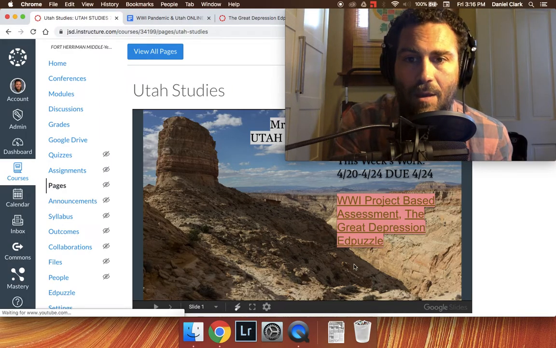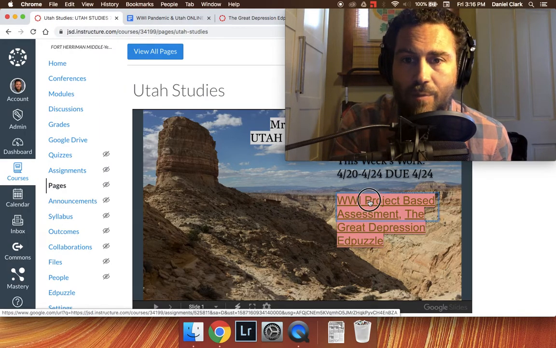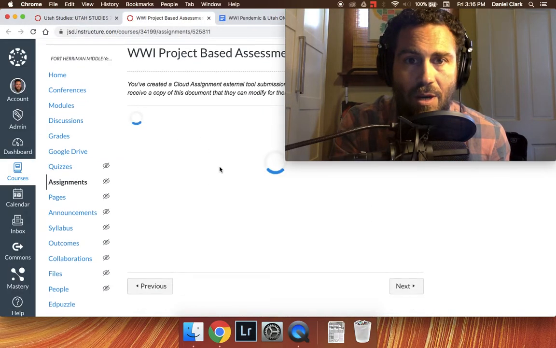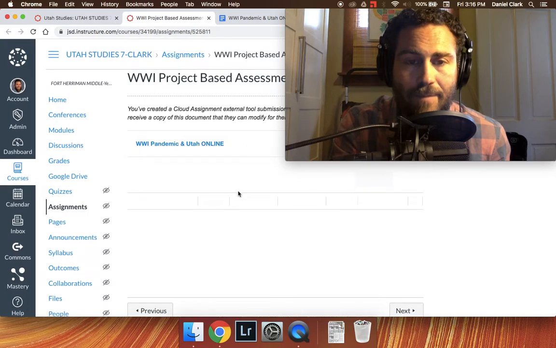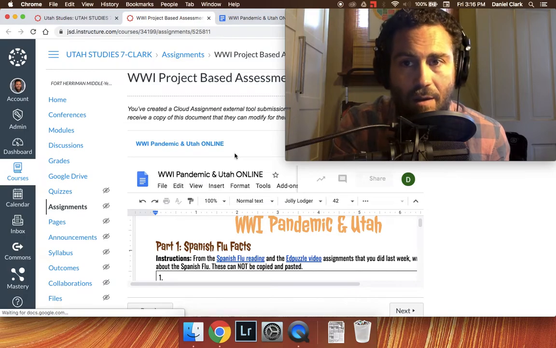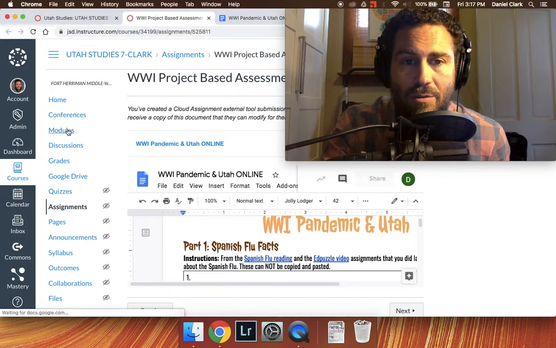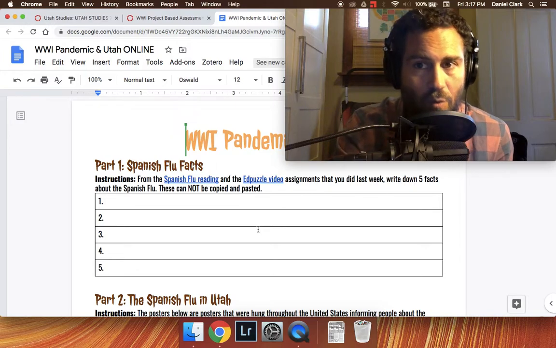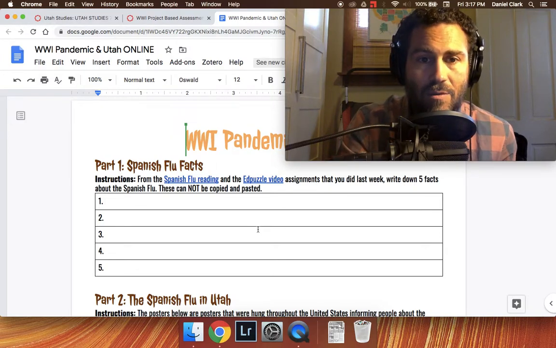And we are going to look at this project, World War I project-based assessment, which will pop up here into our Canvas page. It is obviously also available in modules in World War I. So when you pull it up, it'll look like that. I always recommend pulling it up into its own thing. And here it is, where this is going to be your test for World War I and Utah.